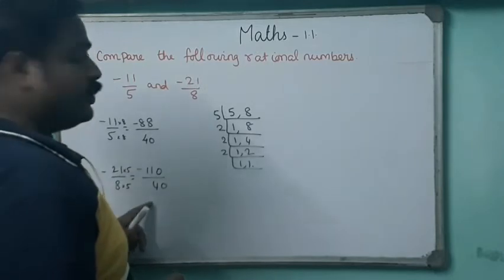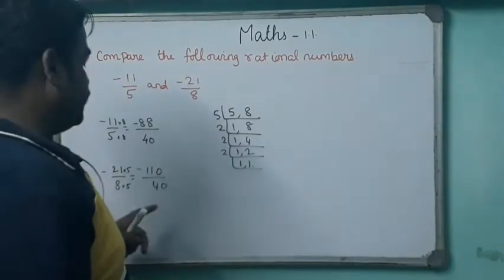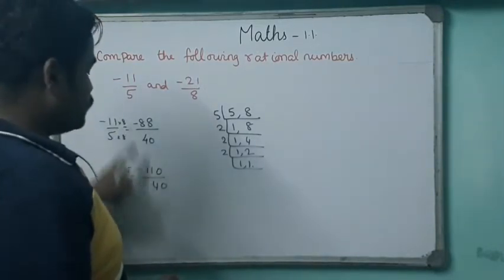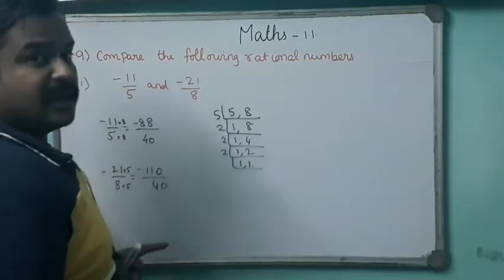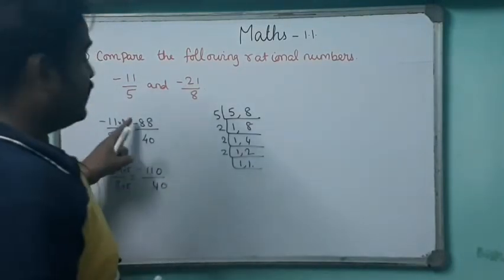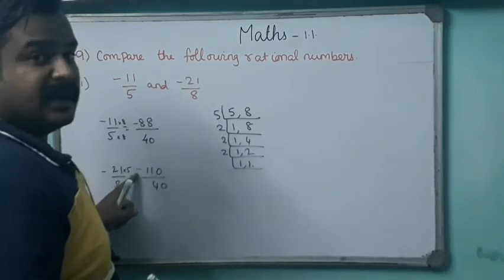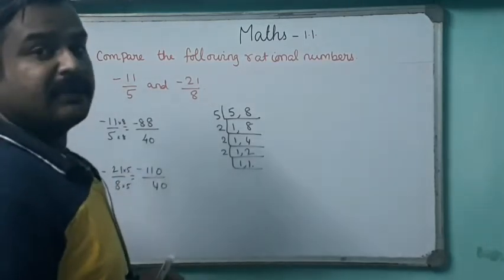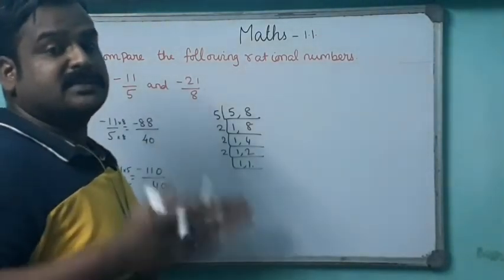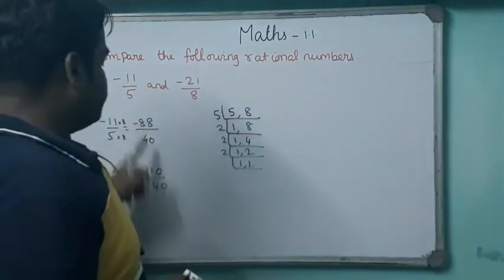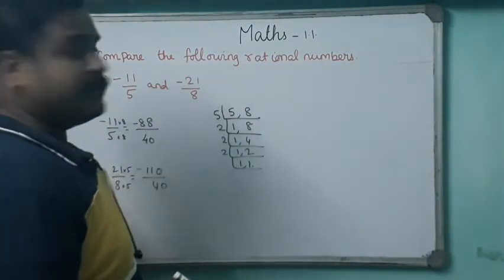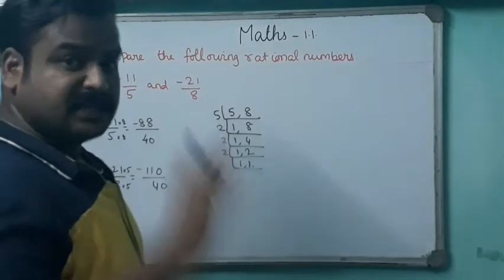If the denominators are equal, you can easily compare the numerators. So according to these two numbers, minus 88, minus 110, which is greater? Minus 88 is greater, definitely not minus 110. Because as you know, in negative numbers, if the number increases, the value gets decreased.